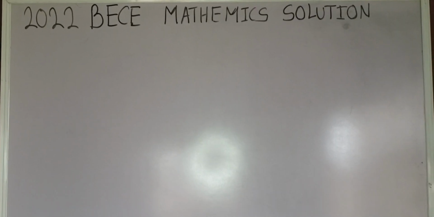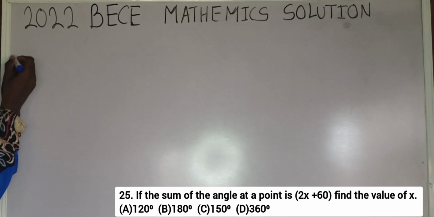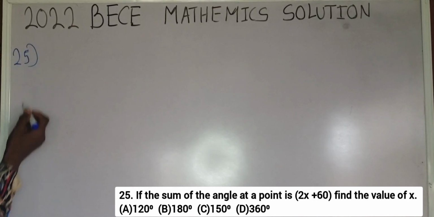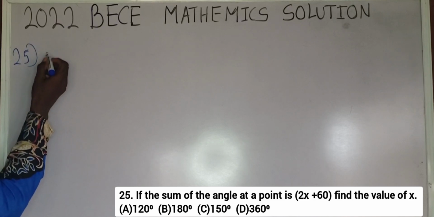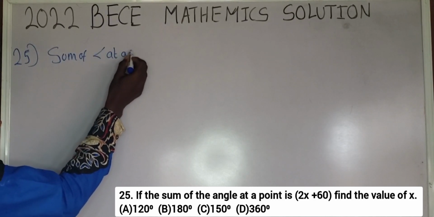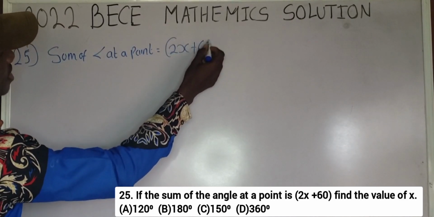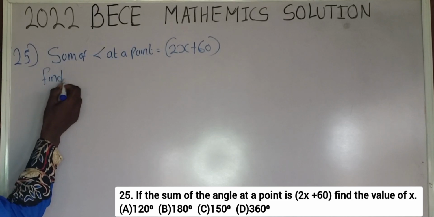Let's proceed to question number 25. If the sum of the angle at a point is 2x plus 60, find the value of x. Listen to the question. Question number 25. The sum of angle at a point is 2x plus 60. We are asked to find the value of x.